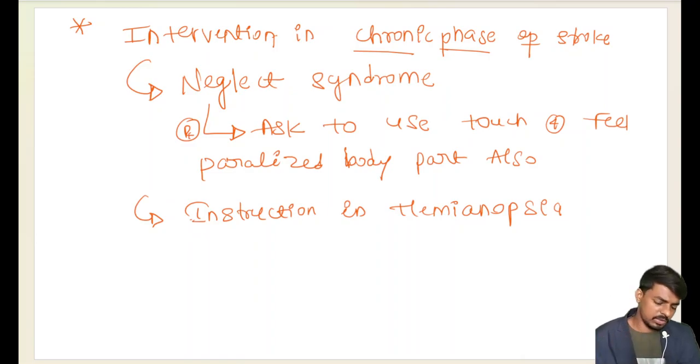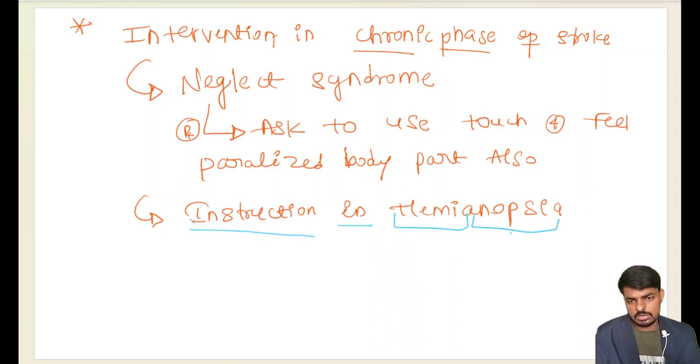Okay, very important point. And very important instructions for the patient with hemianopsia. What is hemianopsia? Half side vision loss. Hemi means half, anopsia means loss of vision. So what is hemianopsia? Half side vision loss. At that time, we will educate the parents or family of the patient regarding the visual field of the patient.